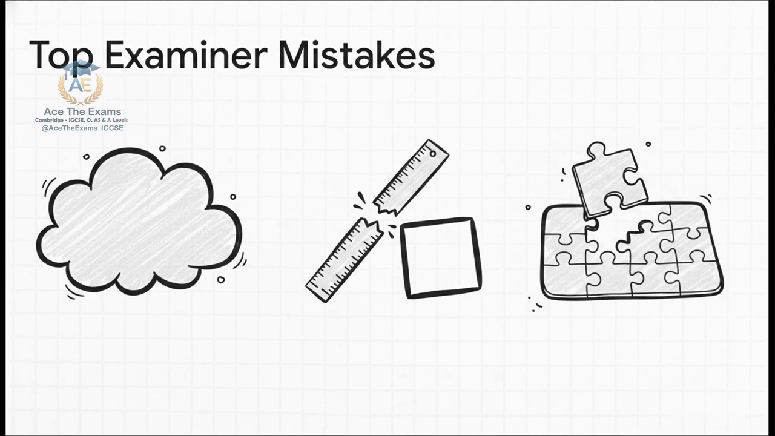These are the top 3 mistakes highlighted exactly as they appear in the reports. Mistake number 1. Answers are way too vague. When discussing P equals E over C, just saying it gets bigger isn't going to cut it. You must say momentum increases proportionally.